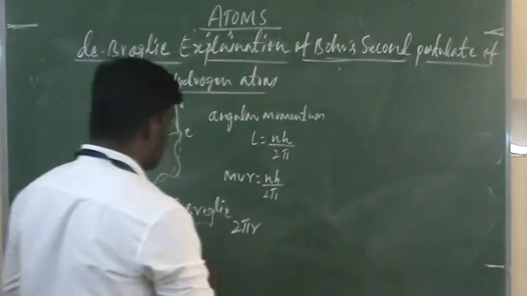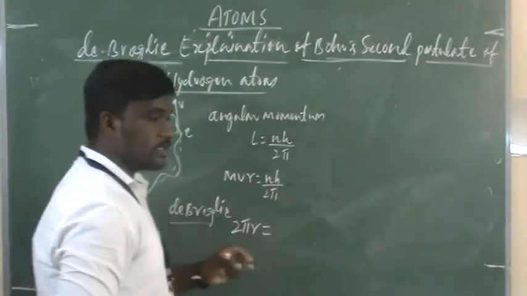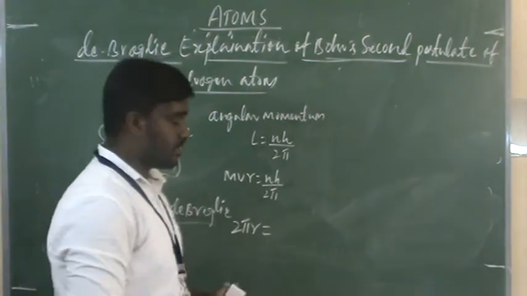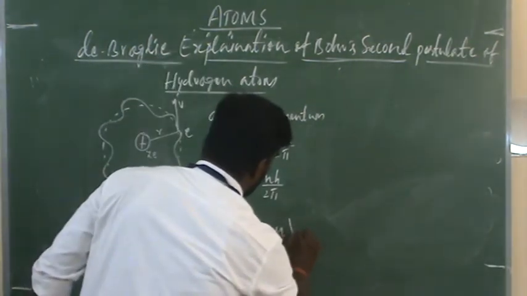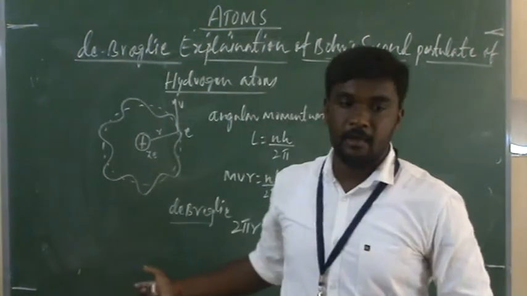So what is the circumference? 2 pi r is equal to an integral multiple of de Broglie's wavelength, n lambda.